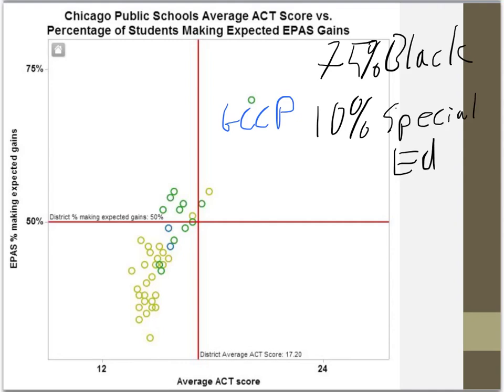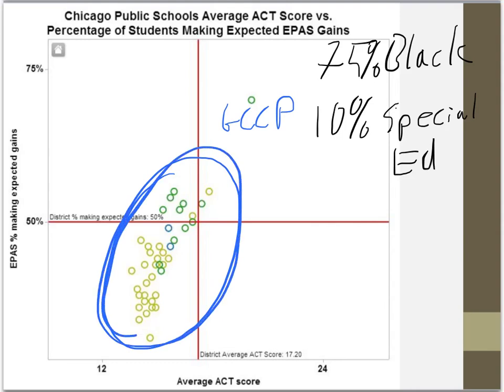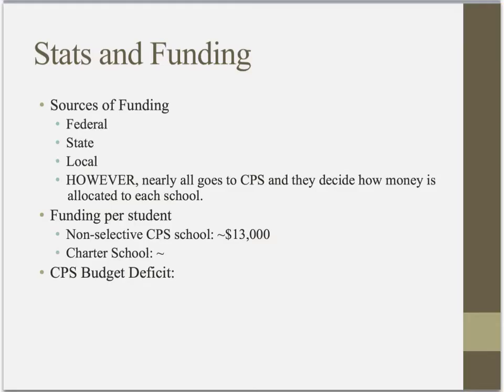Okay. Scary thing here. The options are overwhelmingly not good if you live in a neighborhood that is majority black. So, stats and funding. So, sources of funding for Chicago Public Schools, just so we can make sure we wrap our head around where this money is coming from.